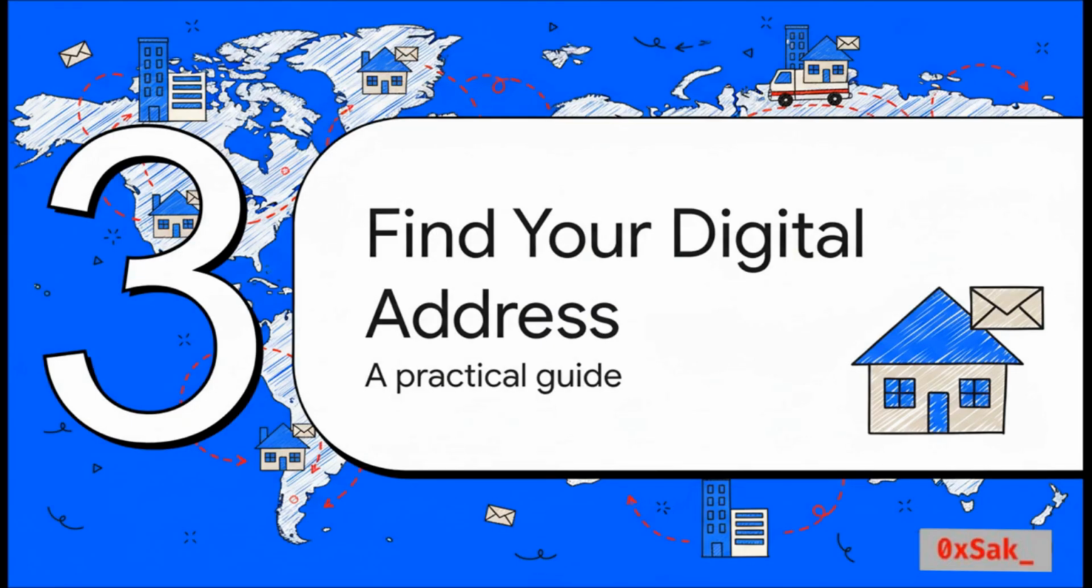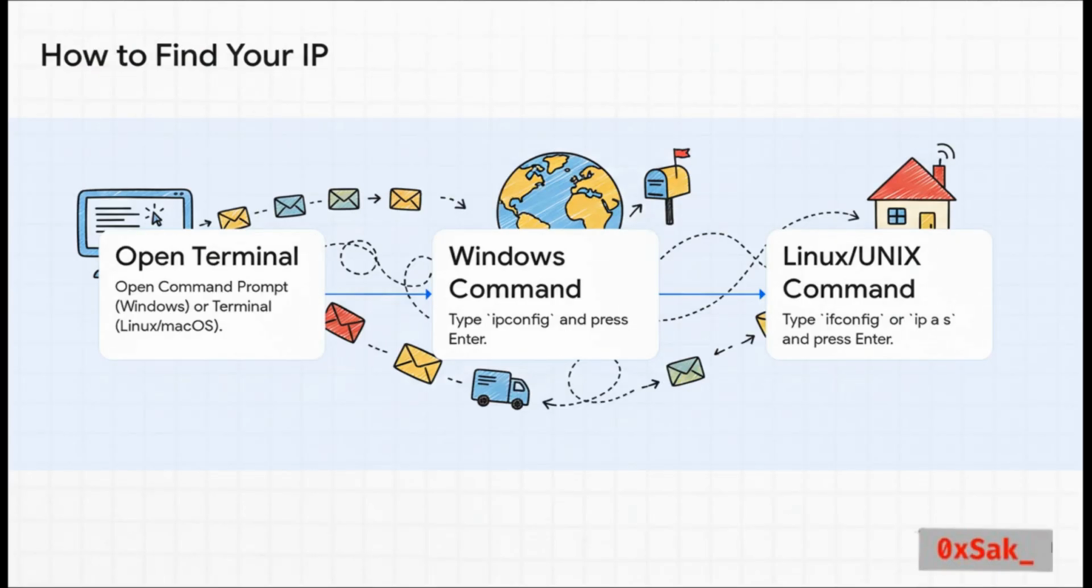Let's make this real. In this next part, I'm going to show you exactly how to find the digital address for whatever device you're watching this on right now. You know, this is actually way easier than it sounds. Just open up your command line tool. On Windows, that's the command prompt. On a Mac or a Linux machine, it's called the terminal. So for Windows, just type ipconfig and hit enter. If you're on a Mac or Linux, you can use ifconfig or my favorite, the shorter ip a. Go ahead, you can even pause and give it a try.